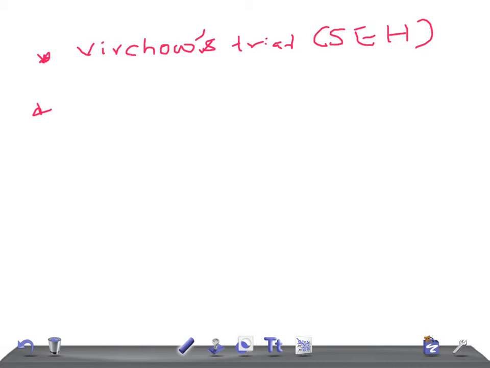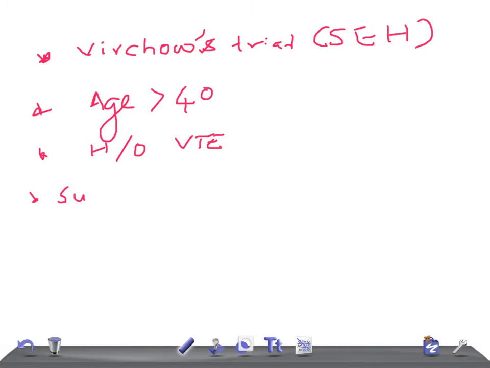Now let's talk about the others. Look at the age of the patient in USMLE; if it is more than 40 years, then there is a risk for venous thromboembolism. Then history of venous thromboembolism, history of VTE. And surgery, very important, but not dental surgery. If there's mention of dental surgery which subsides within 10 minutes or 5 or 6 minutes, then it's not a risk factor for venous thromboembolism.